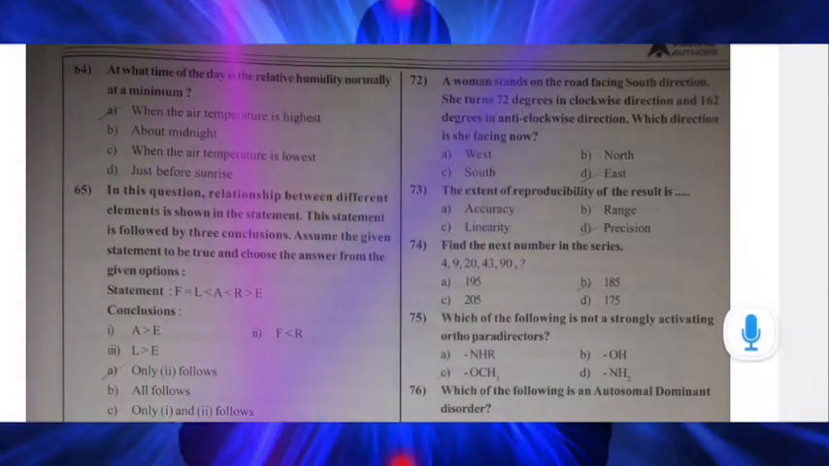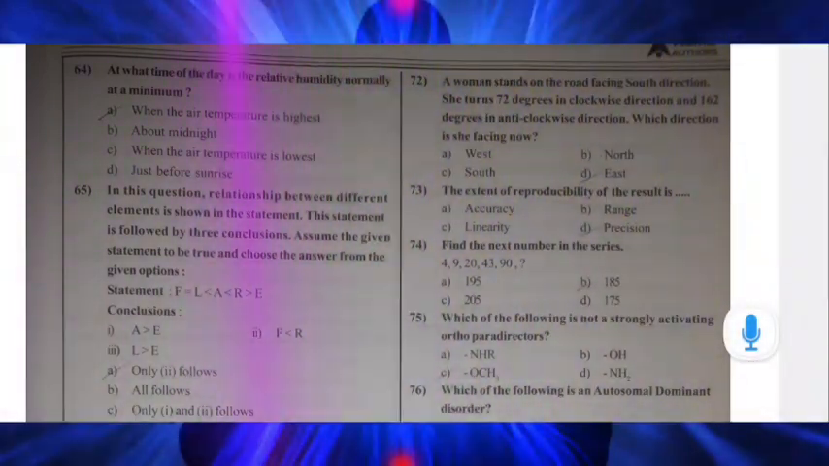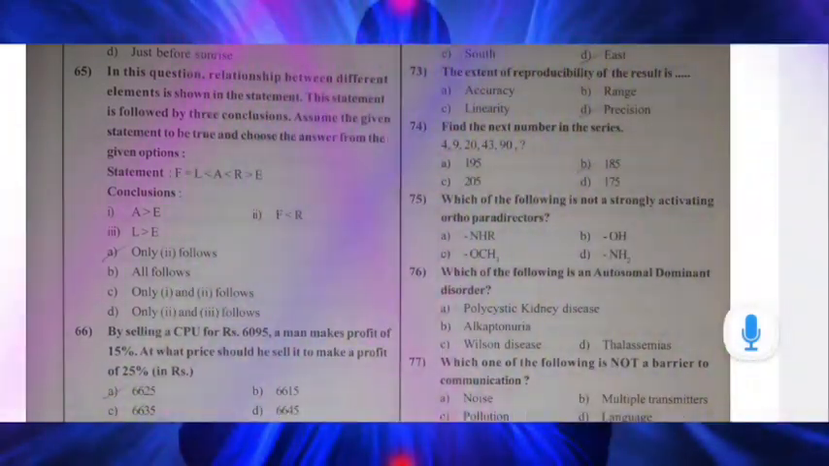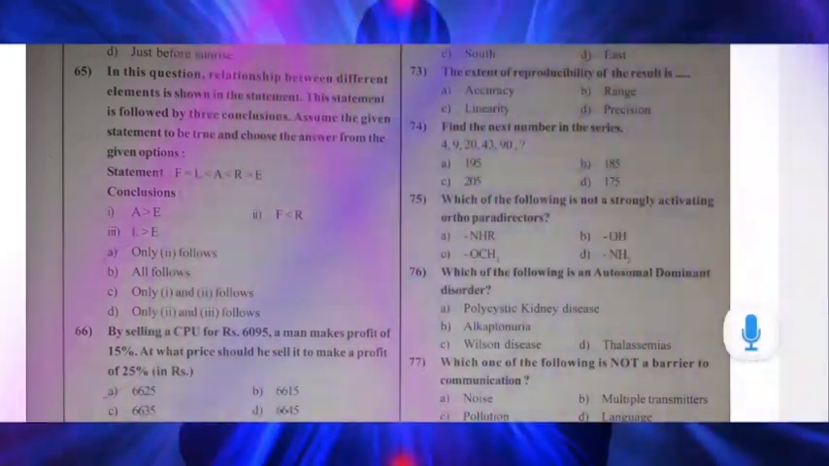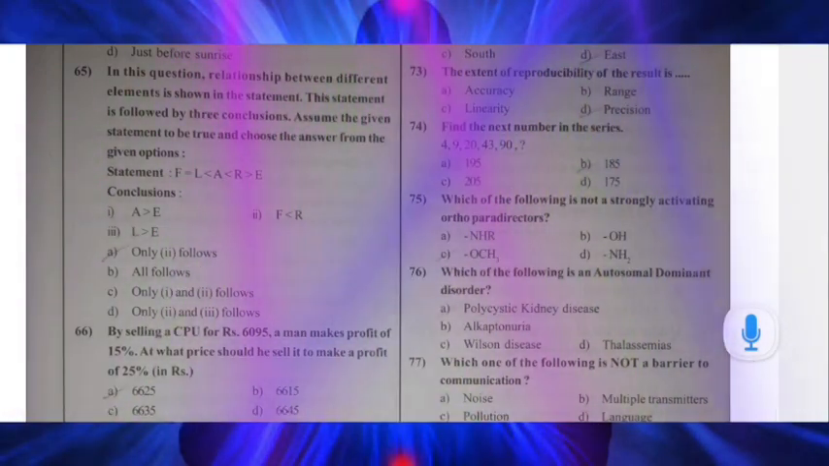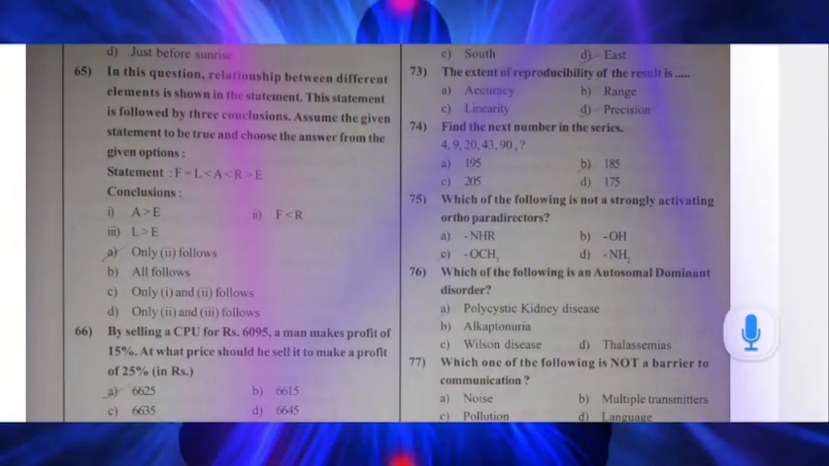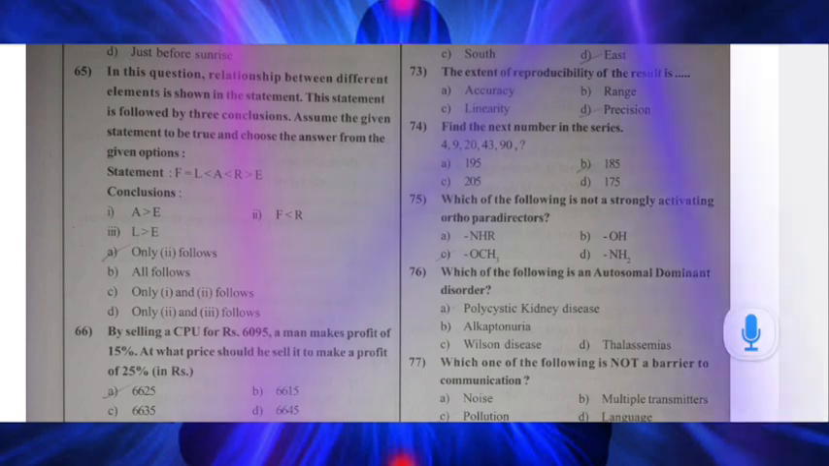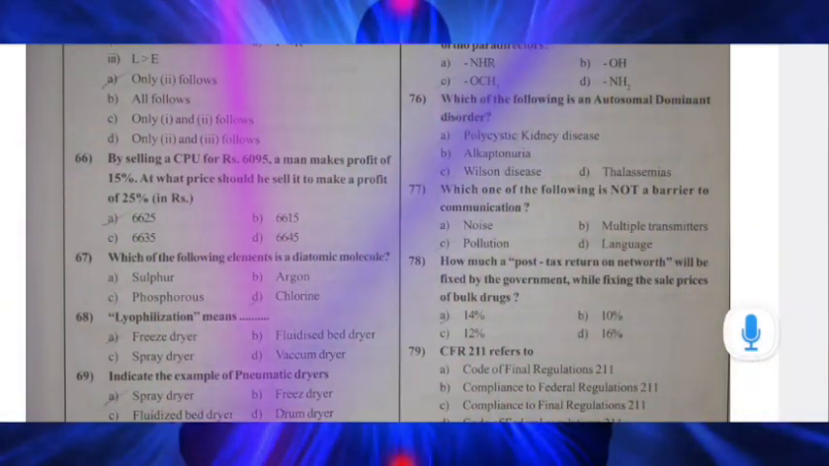In this question, the relationship between different elements is shown in the statement. This statement is followed by 3 conclusions. Assume the given statement to be true and choose the answer from the given options. Here is the statement: F = L < A < R > E. Conclusions: E > E, F < R, L > E. Answer: only second follows. F < R.